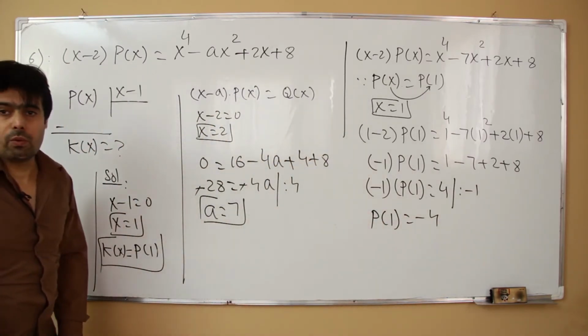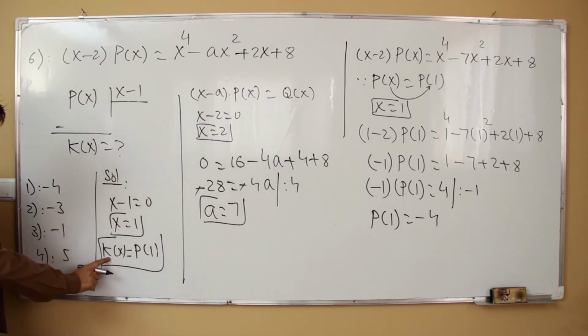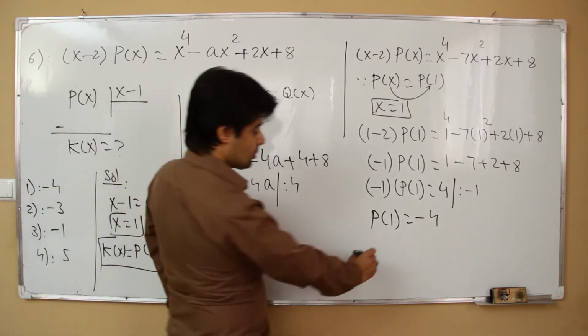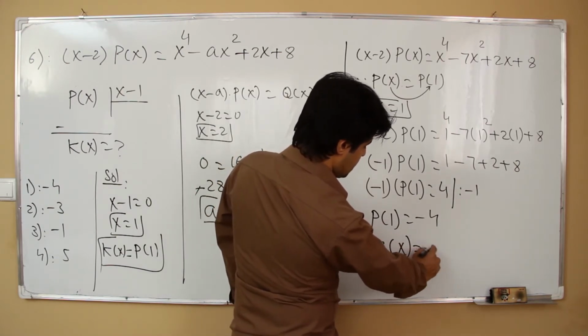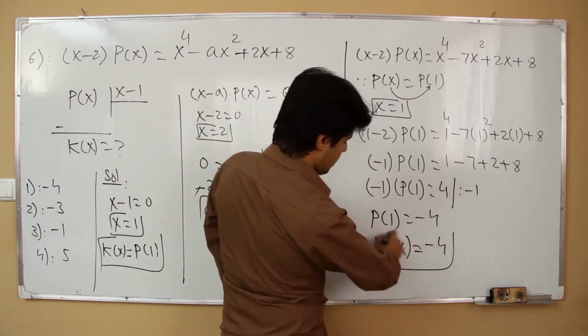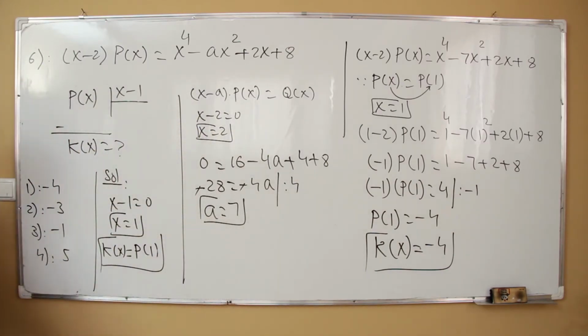We do not need p1, but we need Kx. Kx is equal to p1. So you found Kx is equal to minus 4. Then the remainder is the first option.